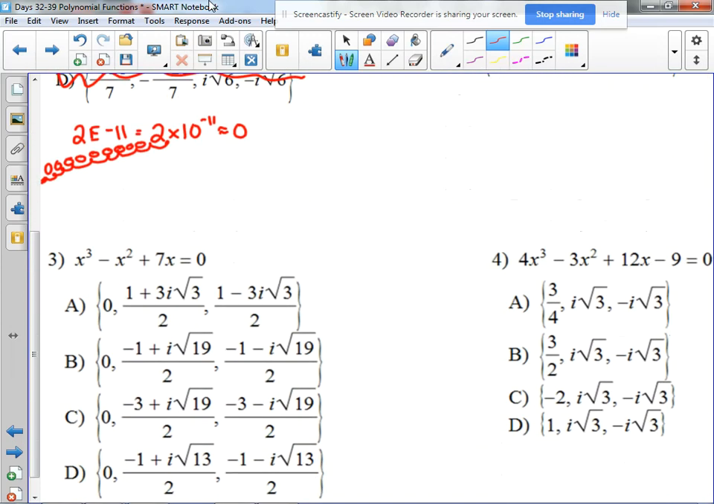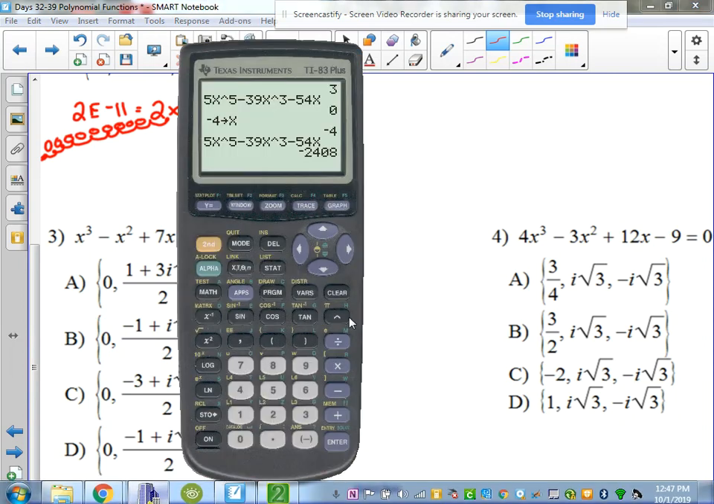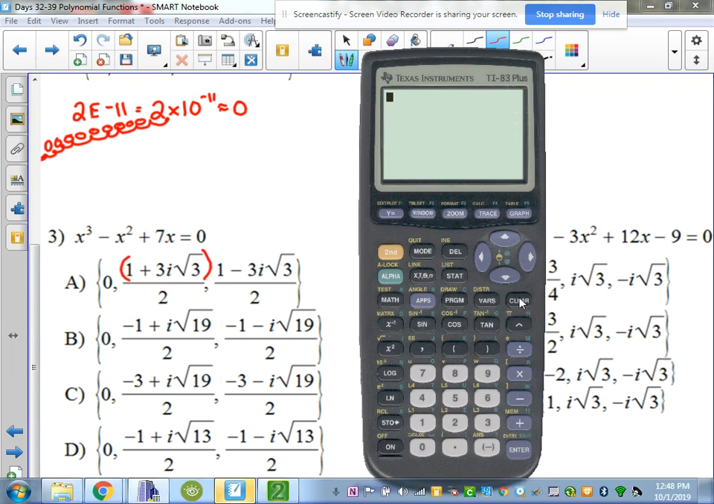Okay? Let's look at number 3. Okay? Number 3, similar situation. 0 shows up in all the answer choices. We do not need to check 0. Don't waste your time. Now, you've got to be careful when you check these, okay, because they have numerators. When there are numerators like this, you've got to put parentheses around the entire numerator.